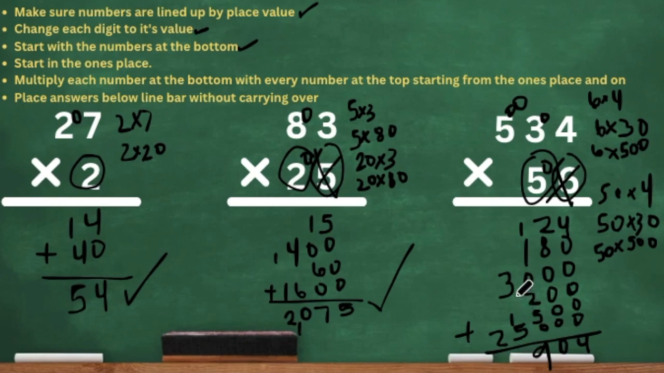So my final, let's see. Let's erase that. I'm going to cut out 2 there. All right, no more space on the board. But our final answer is 29,904. Did you guys get that right?